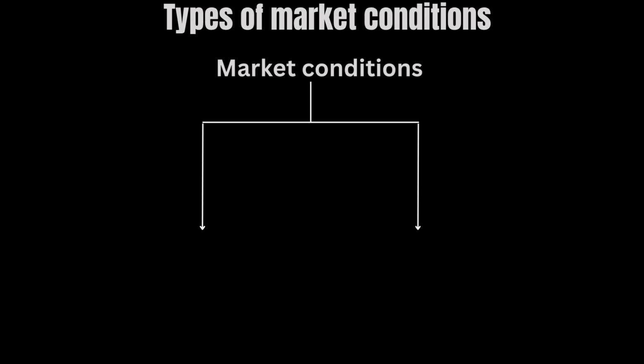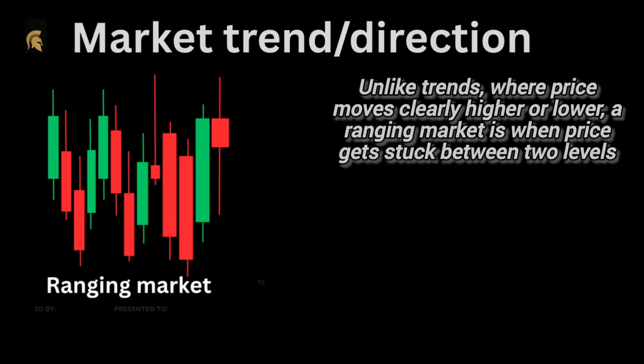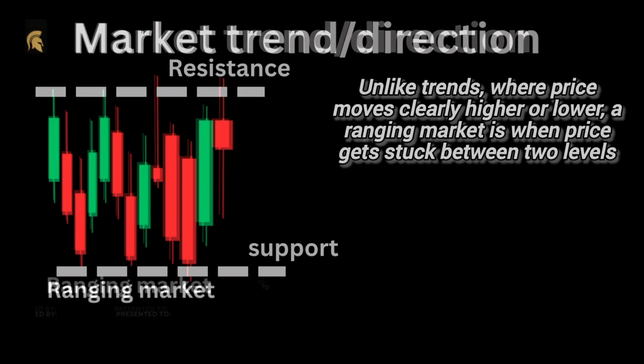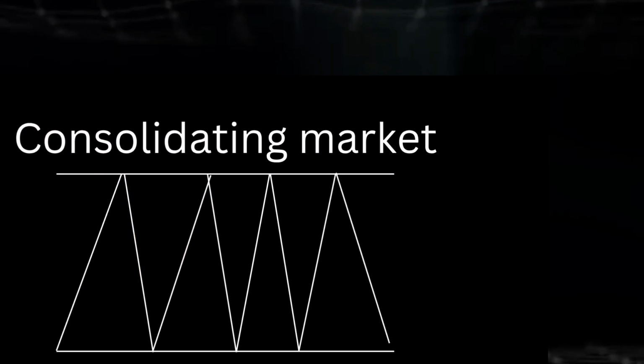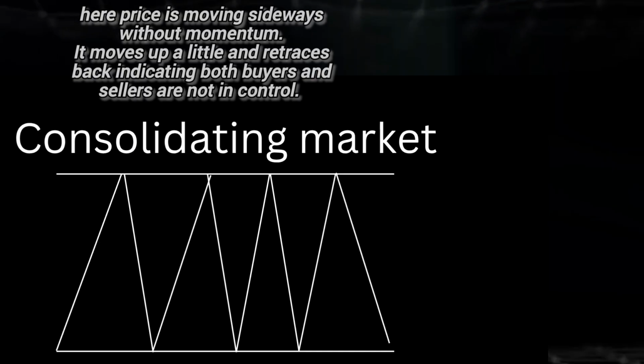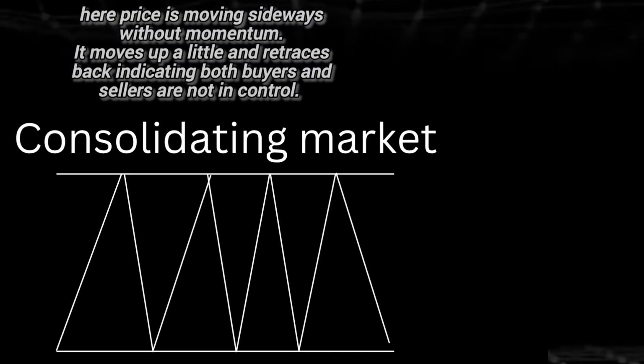Now that we've covered trending market, let's move to the second condition of the market, consolidation, also called a ranging market. Unlike trends, where price moves clearly higher or lower, a ranging market is when price gets stuck between 2 levels, support at the bottom and resistance at the top. Let's look at the concept of ranging market on line chart. Here price is moving sideways without momentum. It moves up a little and retraces back, indicating both buyers and sellers are not in control.